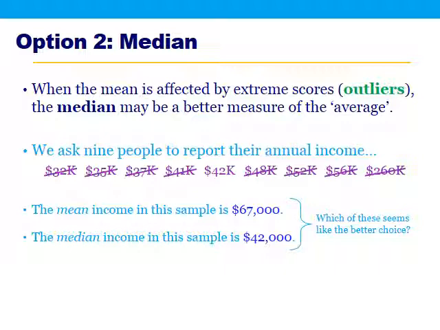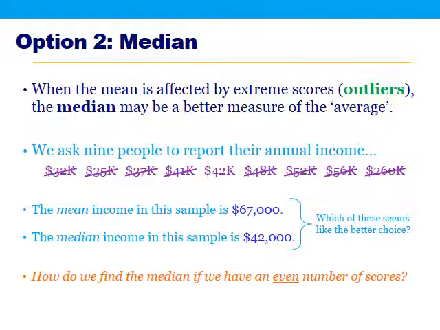As a quick side note, in this particular example, we had a sample of 9 people. So we ended up with one number that was directly in the middle, 4 numbers above it, 4 numbers below it. How would we calculate the median if we have an even number of people in our sample rather than an odd number?